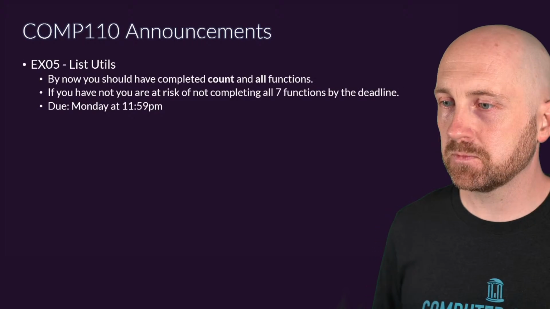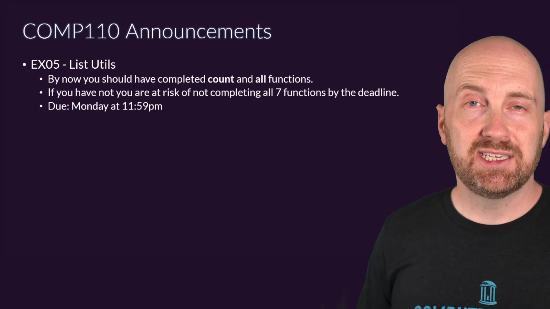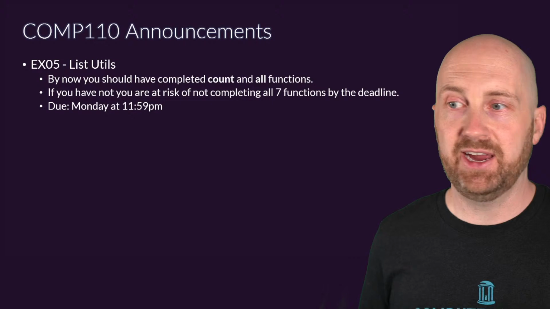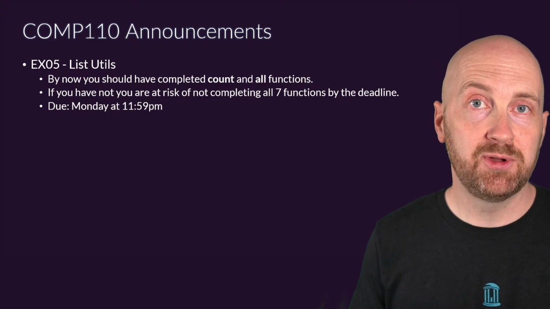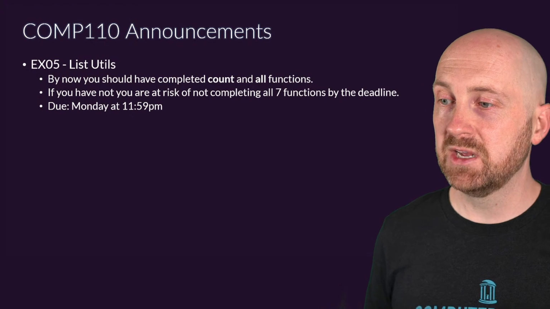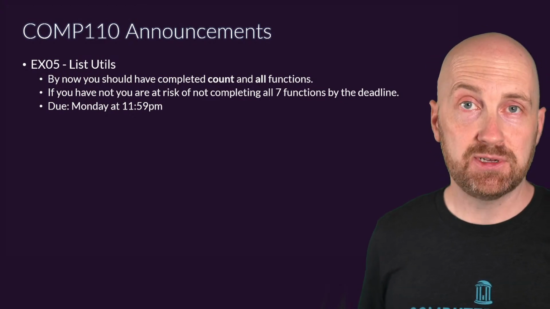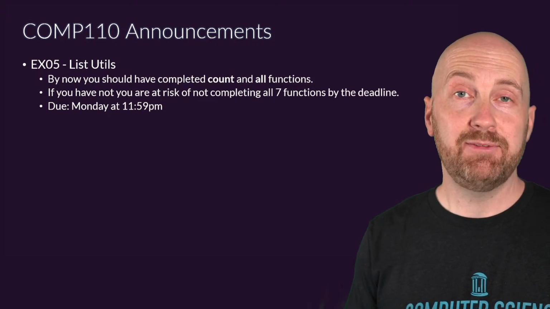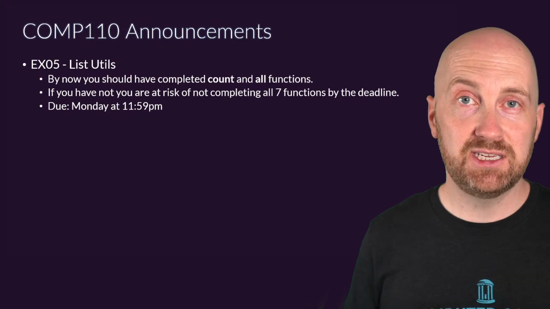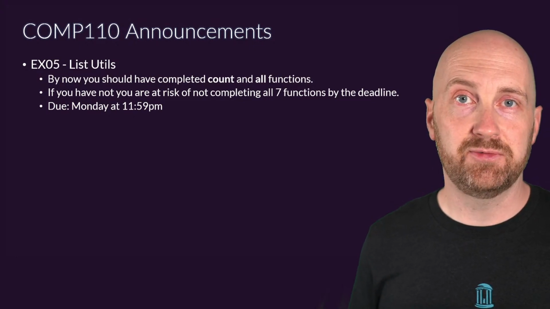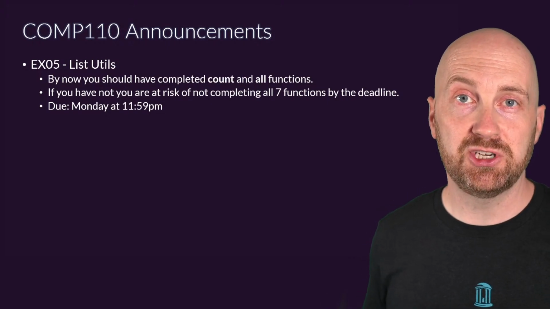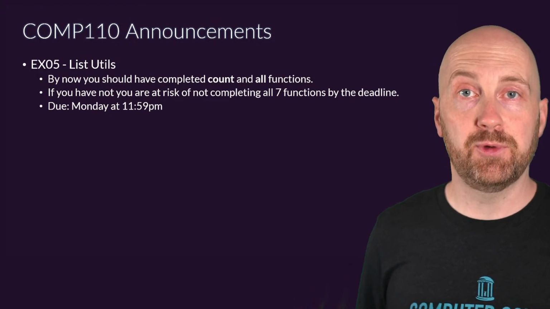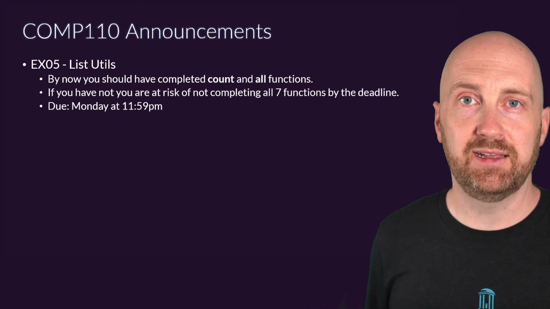A couple of quick 110 announcements, and then I'll come back to some questions before we get into the actual material. List Utilities is out. This is the current exercise, and this is really great practice for the upcoming quiz. In fact, I think this is the best practice that you have available for where we're going in this next quiz. By now, hopefully you've completed the count and all functions and tested them. If you haven't yet done those, you should really get started this evening so that you're not at risk of missing this deadline. I think these 7 functions increase in difficulty as you move through them, and the concepts build on one another. This is due Monday at 11:59 p.m.